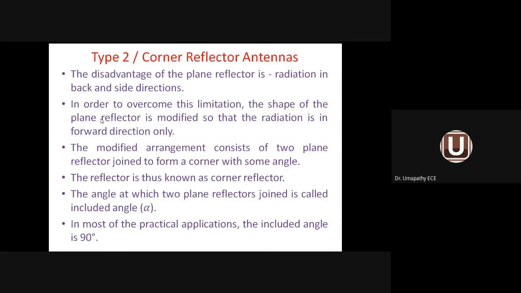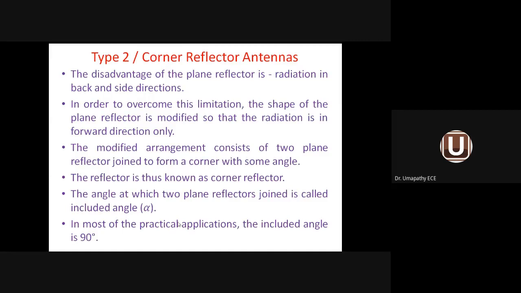Type 2. Second type, corner reflector antennas. The second antenna under reflector antenna. Now, I am moving from plane reflector antenna to corner reflector antenna, so I must know the reason. The disadvantage of the plane reflector is radiation in the back and the side direction. When I use a plane reflector antenna, I get radiation at the back side and the side direction. To overcome such a situation, to eliminate those radiations, I want to modify the shape of the reflector so that radiation comes in the forward direction only. Because in the forward direction only, I am doing the transmission.